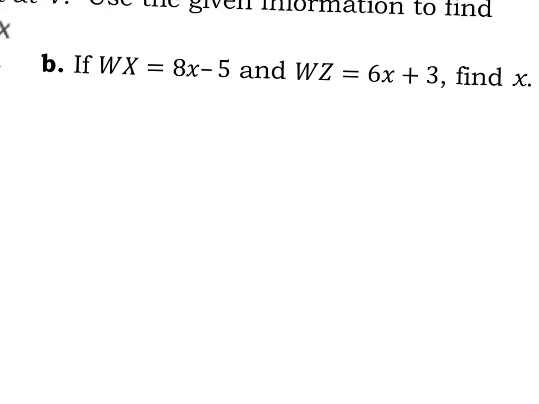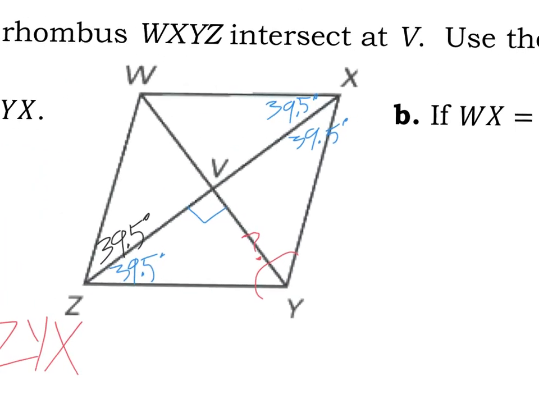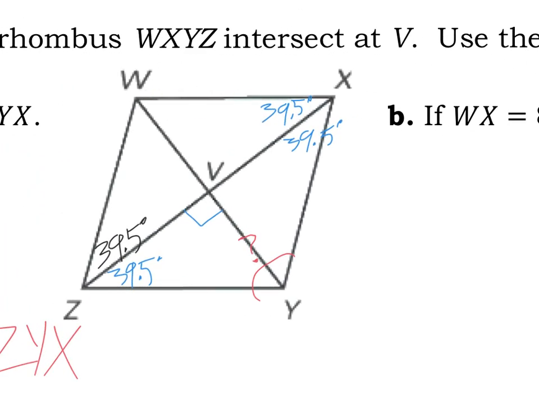So for letter B, same picture. It says if WX equals 8x minus 5 and WZ equals 6x plus 3, find x. Same thing as the earlier example. If you're given two sides, it doesn't matter which two sides, they're all four congruent. So let's set these equal to each other and solve.